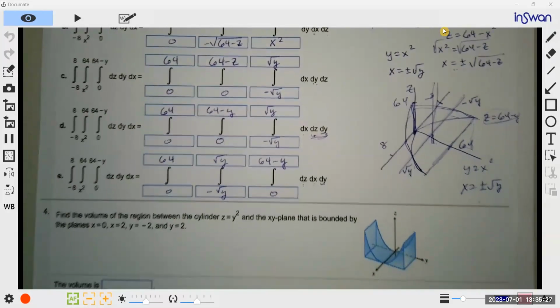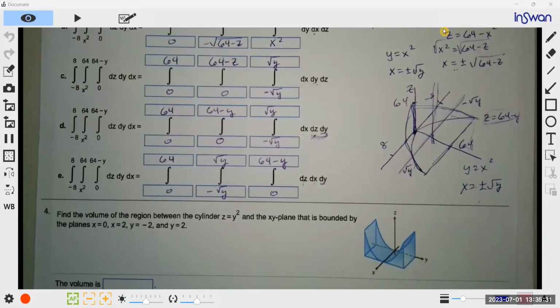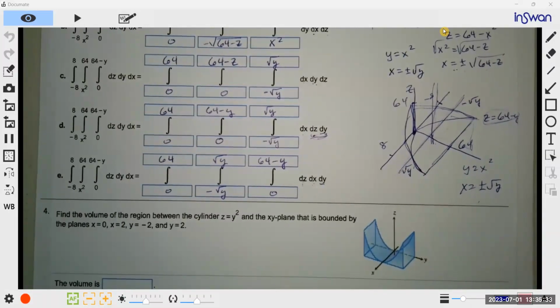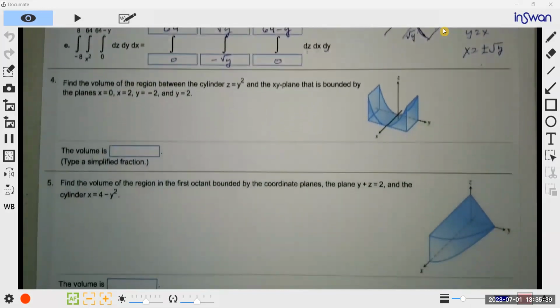What I would do for practice, if you go on MyLab Math, and if you try it once, then you can always ask it for more questions, and it'll give you another set of questions. You can work those out.